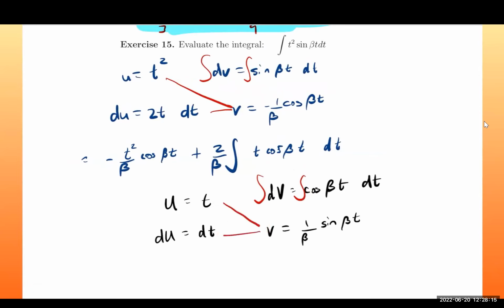And now we can go ahead and do this formula once again. U times V minus the integral of those two. So now we're going to have t over beta sine beta t minus, the constant comes to the front, the integral of sine beta t. All right.